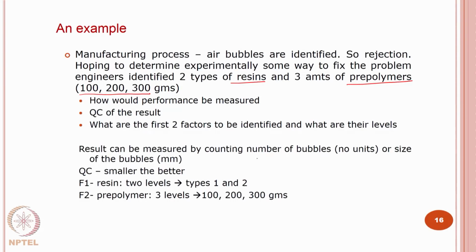The result can be measured by counting the number of bubbles, no units, or size of the bubbles together. Quality characteristic is smaller the better. Factor 1 is the resin, 2 levels, types 1 and 2. F2 is the prepolymer, 3 levels, that is 100, 200 and 300 grams.